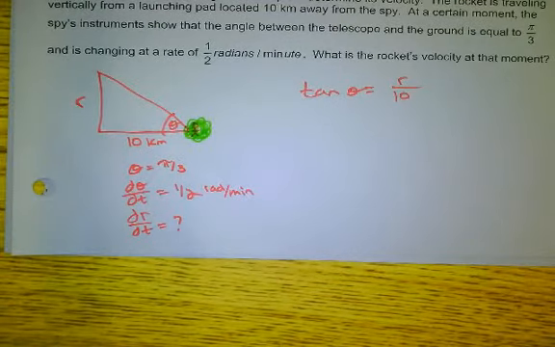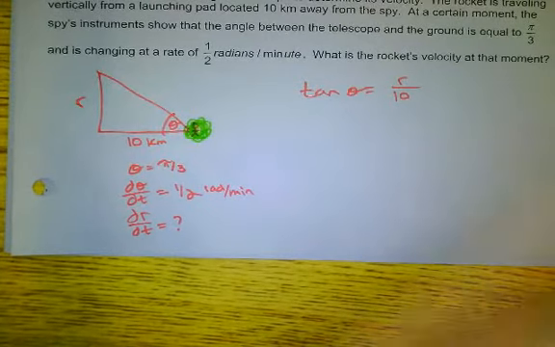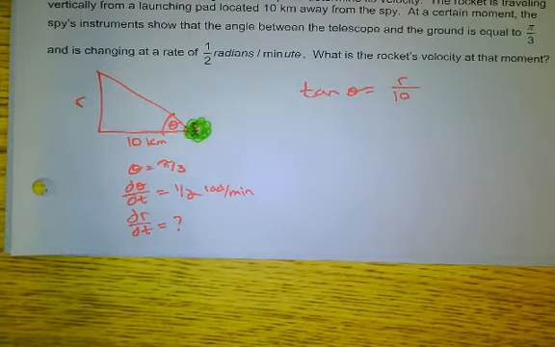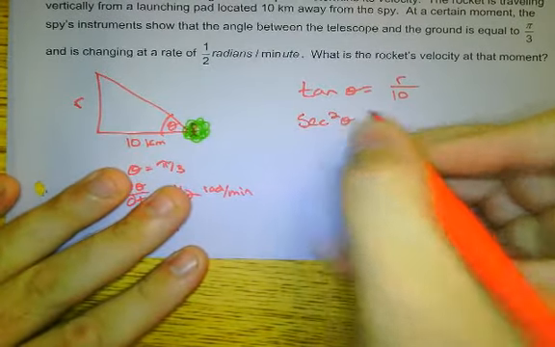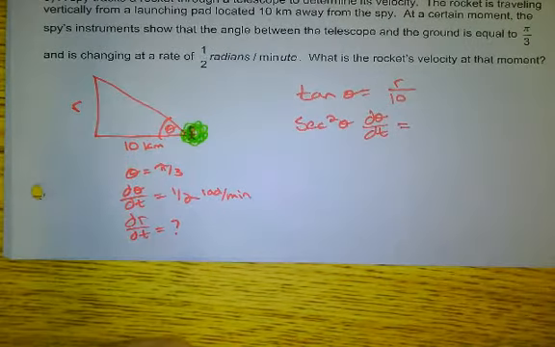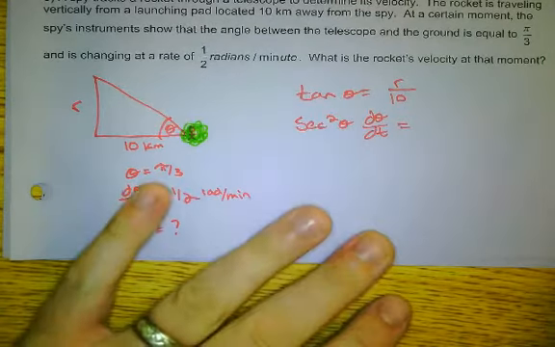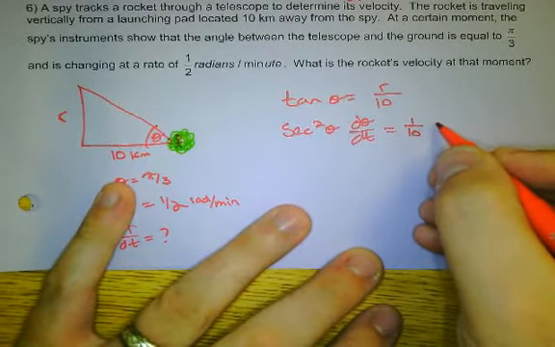Okay, so now I have the formula. What do I do now? Derivative. What's the derivative of tangent of theta? Secant squared theta d theta dt equals, what's the derivative of this side? Yeah, 1/10 dr dt.